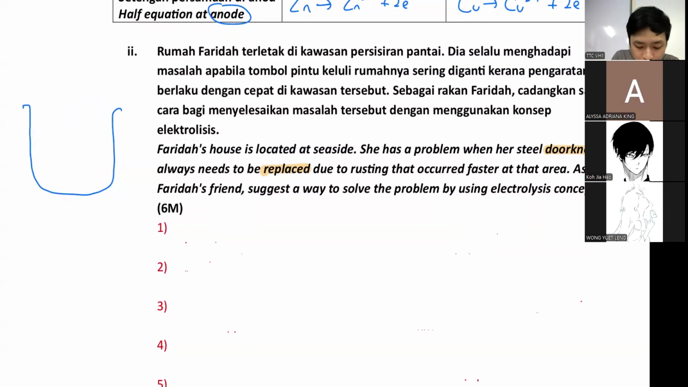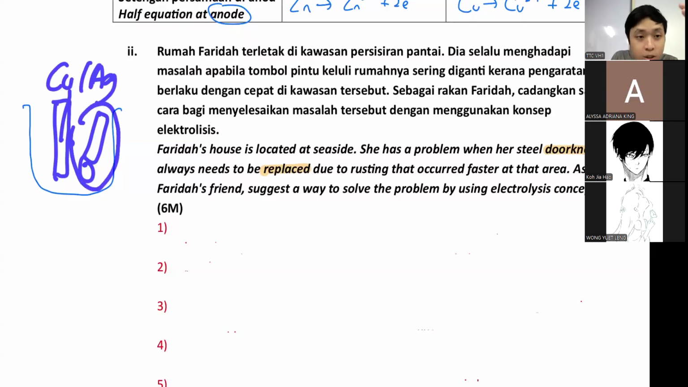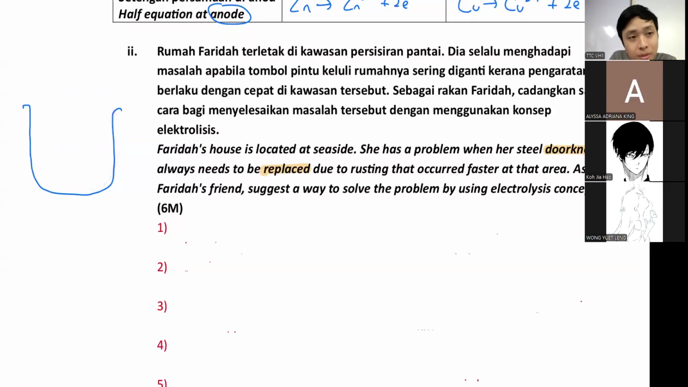This one is the same. If you see, there's an iron spoon here. Then they have to use a sacrificial metal like copper or silver to protect the iron spoon. This one is the same thing, but it's not an iron spoon, they changed it to a doorknob. But same thing. So you still have to use one electrode, and you connect the other one, you connect the doorknob.